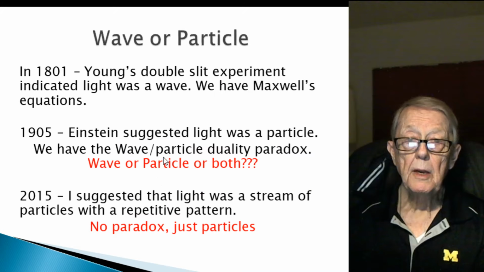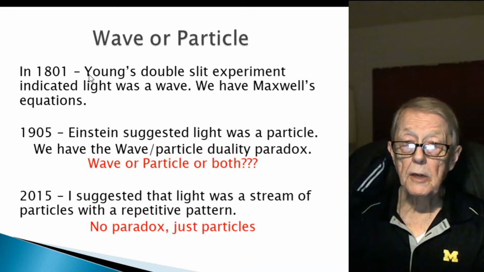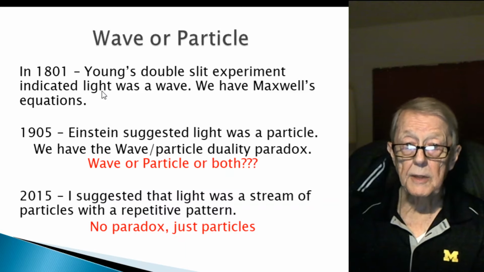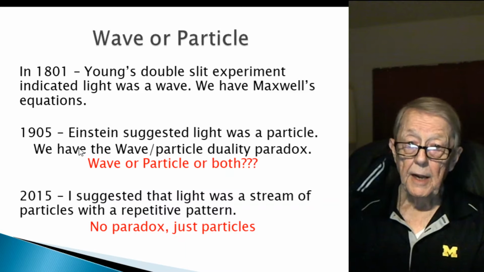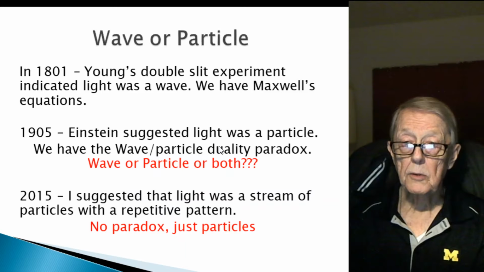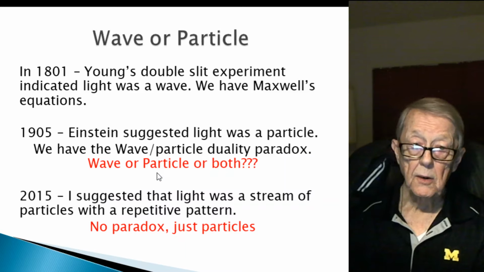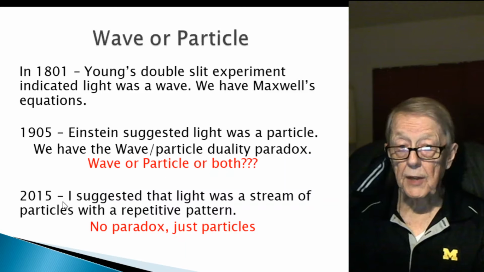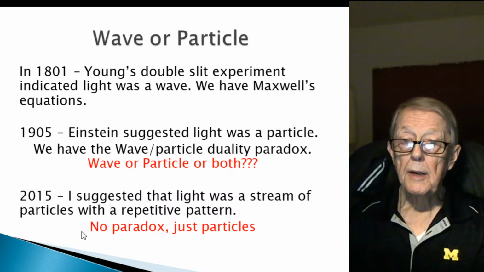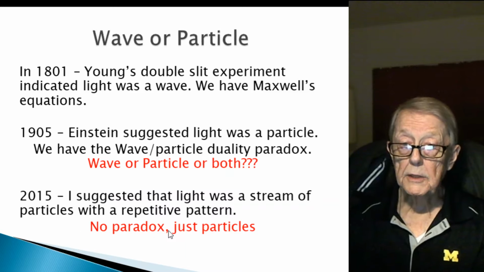They don't stop. Wave or particle? In 1801, Young's double slit experiment indicated that light was a wave, and from there we have Maxwell's equations, and everyone saying, yes, light's a wave, light's a wave. In 1905, Einstein suggested that light was a particle, and because of that, we have the wave-particle duality paradox. Wave or particle or both, or when or why or how. In 2015, I suggested that light was a stream of particles with a repetitive pattern. And I claim that there is no paradox. There's just particles with that repetitive pattern.